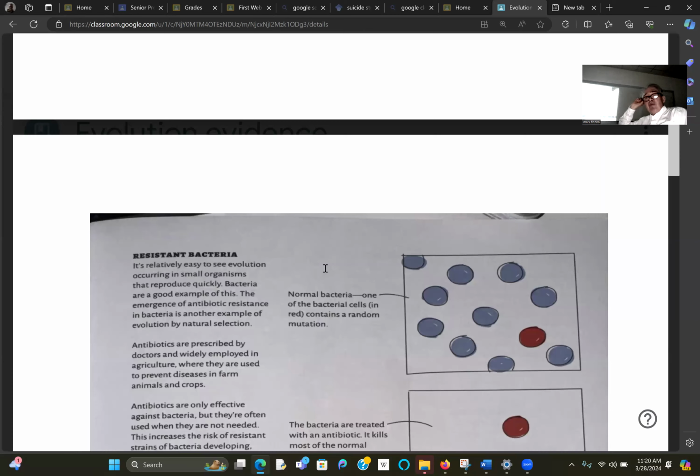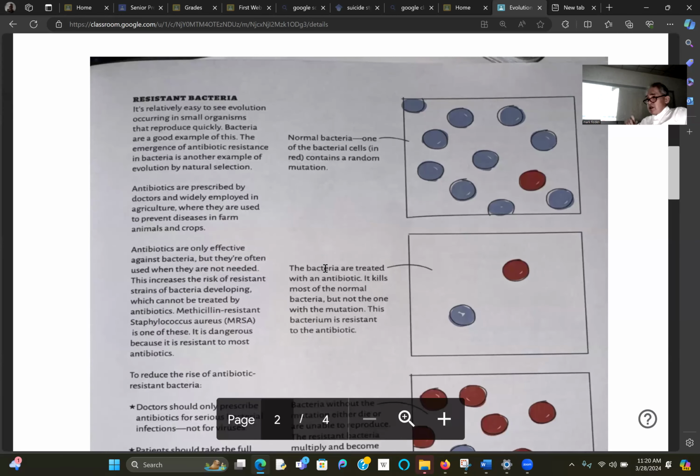And we have another example of that, which is what we call resistant bacteria. This is a real problem for us as humans. It's a real problem because for only the last 100 or so years, we've had antibiotics, which have been able to control infections that we get after, for example, wounds. That was a big problem, actually.